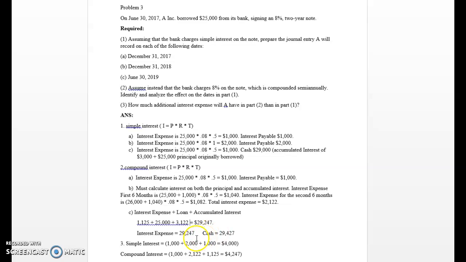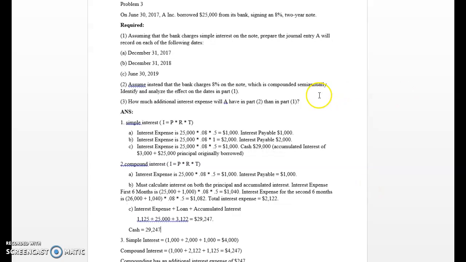So in this case, I messed up right here. In the journal, cash is going to go down $29,247, and interest expense will be $1,125, and accumulated interest will be $3,122, just like the problem before.